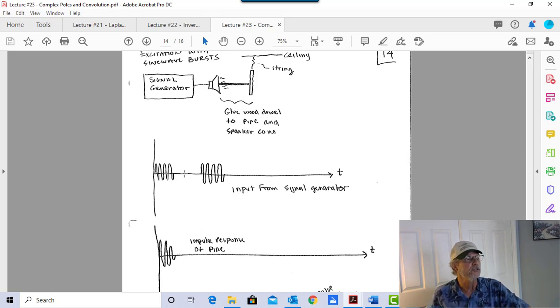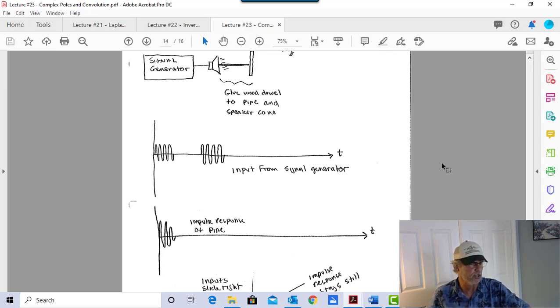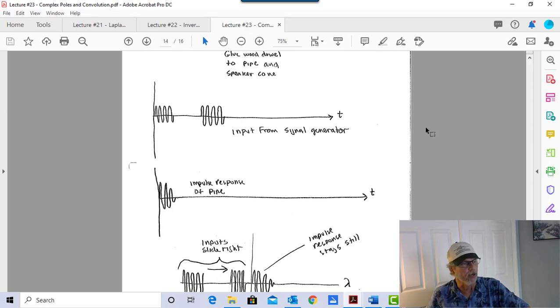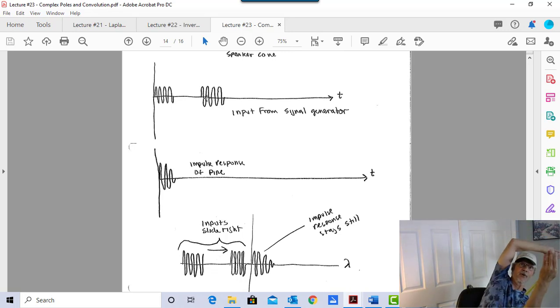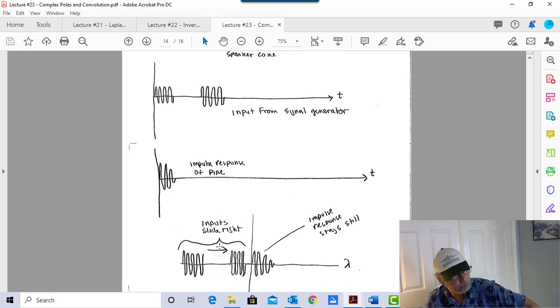So here's my input. Here is my system impulse response. So what we're going to do is we're going to put everybody on the lambda axis. My system impulse response just transfers right over. My two inputs, bung, bung. I'm going to time reverse them because, of course, I want the first one to go in and then the last one. So here's my time reversed input. Let's slide it through.